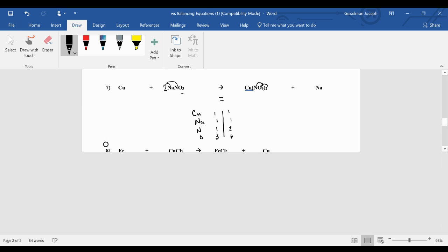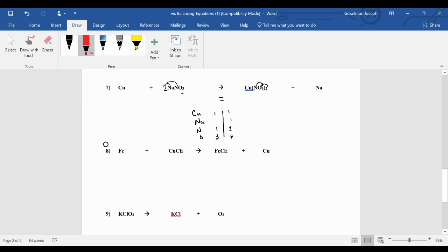Right, so if we multiply this by 2, we multiply everything in there by 2. Na times 2 is 2. Nitrogen times 2 is 2, and O3 times 2 is 6. Hey, that's all good. Now we've already solved our nitrogen, we solved our oxygen, the copper's good. The only one left is this guy right here, the sodium. How can we make one Na into two Nas? Let's put a coefficient of 2 in front of it.